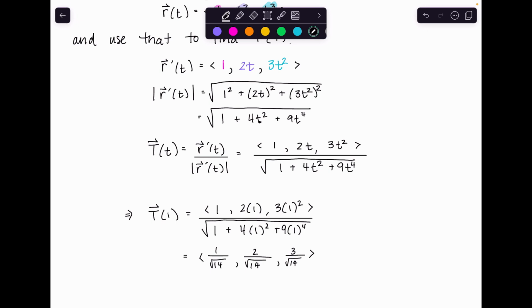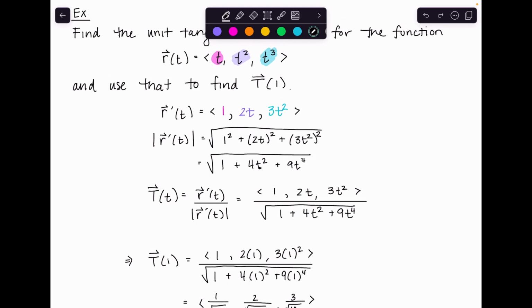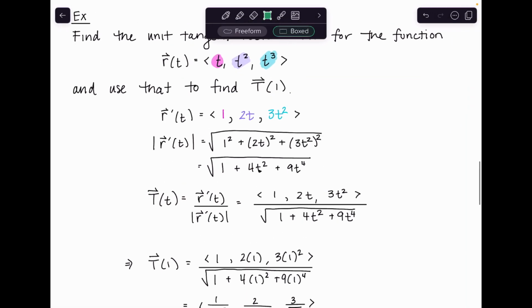So again, just to show you, if you're asked to find the tangent line corresponding to t equals 1, this is the direction vector. And then the point that line would pass through would be r of 1, which is 1, 1, 1. So you would use that point 1, 1, 1 with these corresponding slopes in each of those components to come up with the actual equation of the tangent line. Okay, so it just kind of combines a bunch of stuff that we've already learned into one.